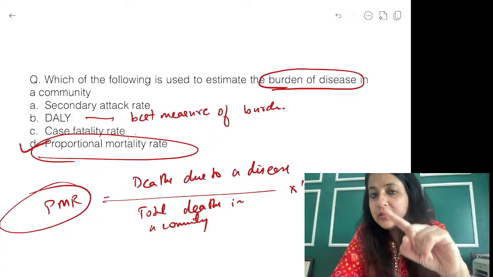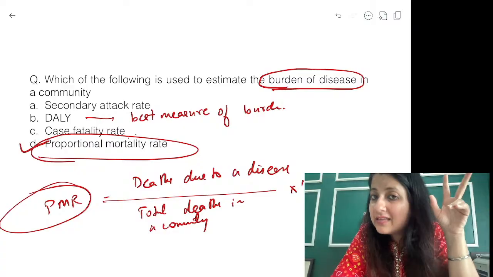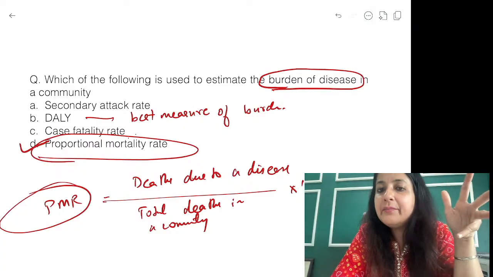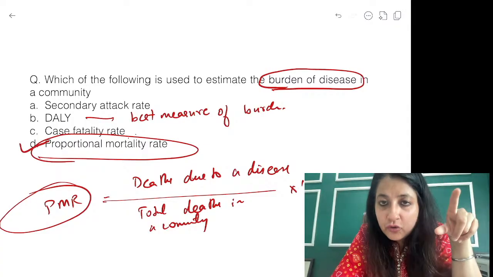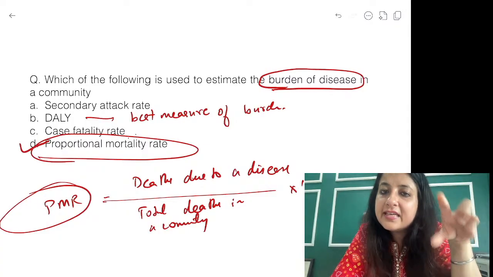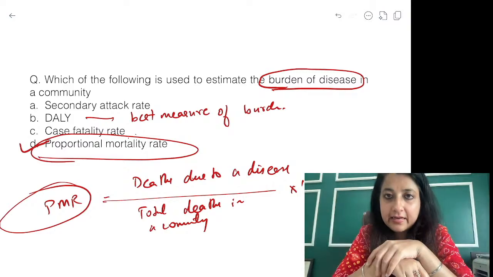Simplest measure of burden is proportional mortality. Best measure of burden is DALY. Communicability, transmissibility, secondary attack rate. Virulence, severity of disease, case fatality rate. आगे पीछे उल्टा पुल्टा नहीं करना है.